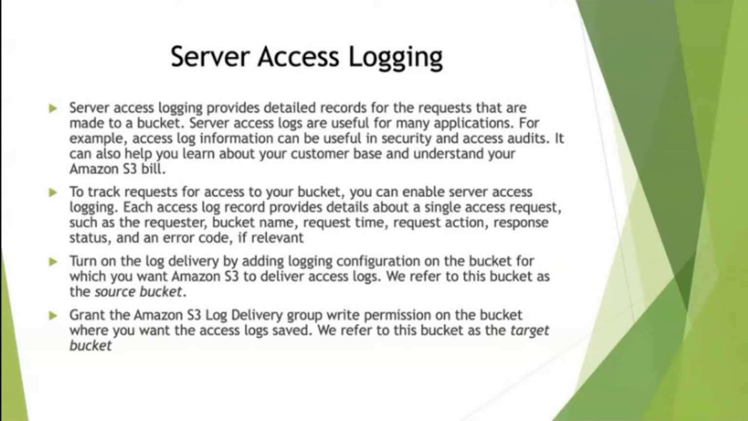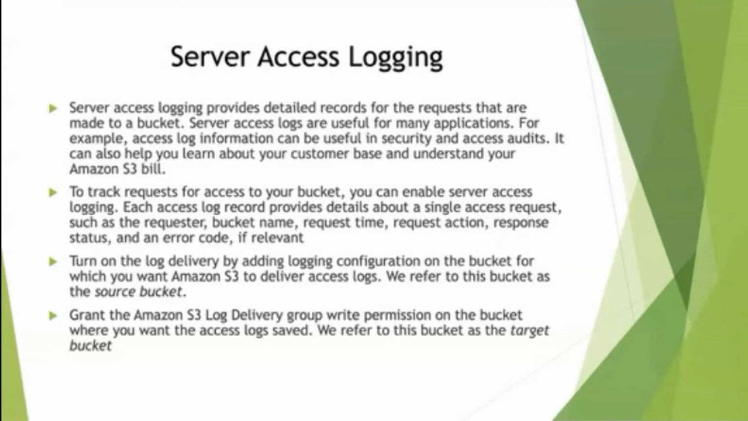Each access log provides details about a single access request, such as who the requester is, what the bucket name is, when the request was done, that means at what time, and what the request action was, whether it was a GET request, a PUT request, or a DELETE request. It also includes the response status, whether it was a 200 successful response, a 201 successful created response, or an error code, probably a 400 or a 500 response. These are some of the details that you will be able to find in a log file presented to you by the S3 log delivery group.